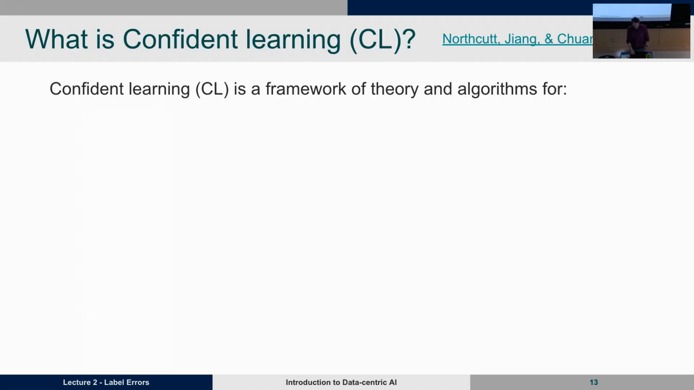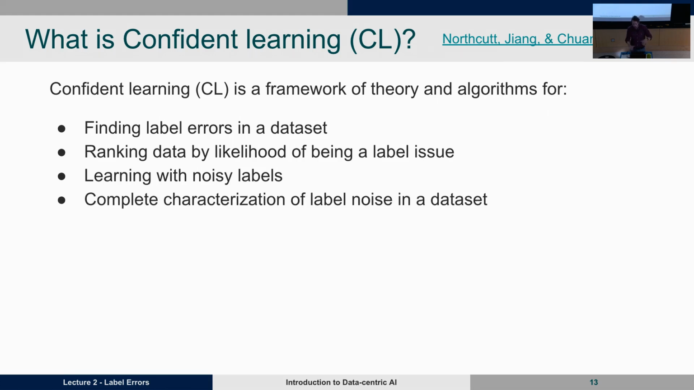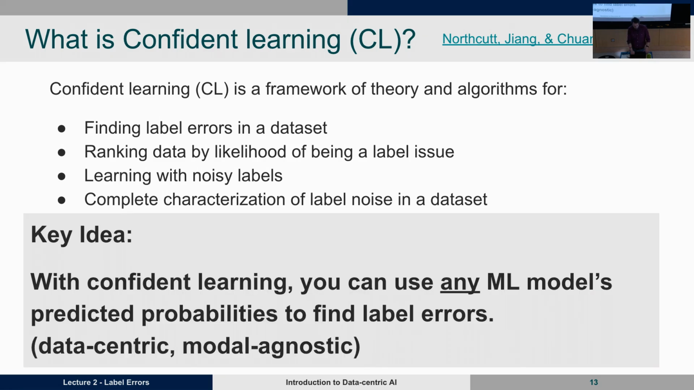Okay. All right, so what is confident learning? This is a framework and theory for finding label errors in data sets, ranking data by the likelihood that it's an issue, learning, so training machine learning models when you have noisy labels, and then fully characterizing label noise in a data set. There's some other things we can do too. We'll see that on Friday, like how do you find ontological issues, which is how you define the classes themselves. But these are the core things. So the key idea is that this works for any ML model, as long as you can get these predicted probabilities and you have labels. That's it. Those are the two inputs for confident learning: predicted probabilities and labels. So that means it's data-centric and model agnostic.